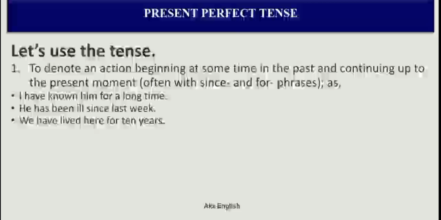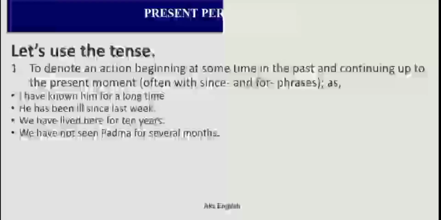Now the for phrase, since last week, for a long time, these are time phrases which are linking the past time with the present time. The next example is we have not seen Padma for several months. Now, we may say that we saw Padma maybe 7 months ago, but from that very time we did not see her for months. So we have not seen Padma for several months.